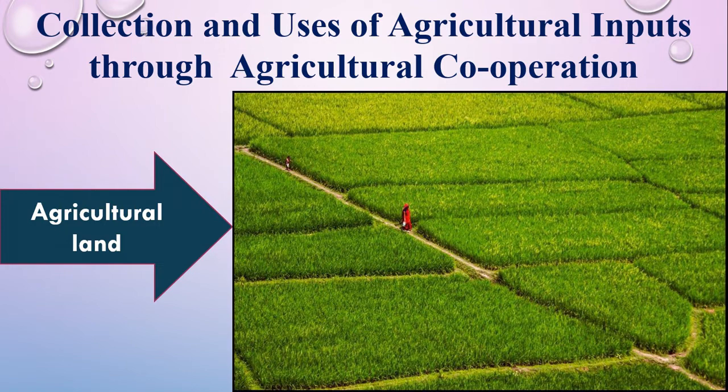For example, in this piece of land you cannot use a power tiller or tractor, but if the land is all together one piece, then you can easily use the power tiller on that land. So this is the benefit, or this is the activity of cooperation in their inputs.